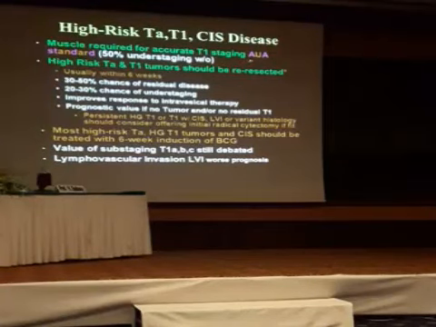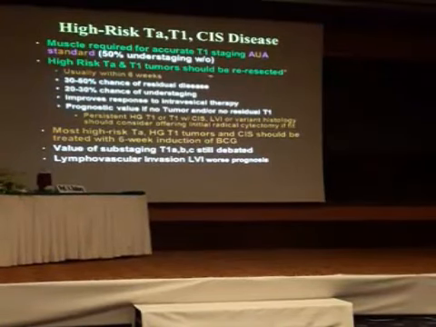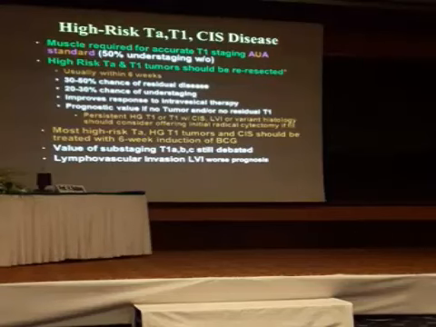Muscle is absolutely required for accurate T1 staging. Reason being, there's a significant risk of understaging. That's why we go back and re-resect. And if you want to think about when you go back and re-resect, you want to go back and re-resect within 6 weeks. Looking at high-risk TA and T1 tumors, again, they should be re-resected within 6 weeks.